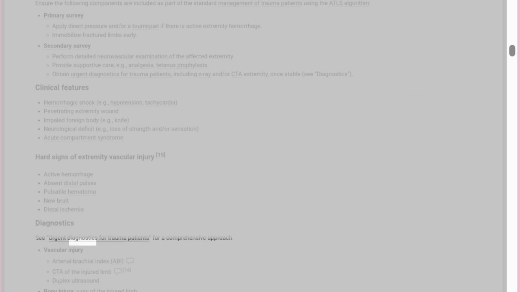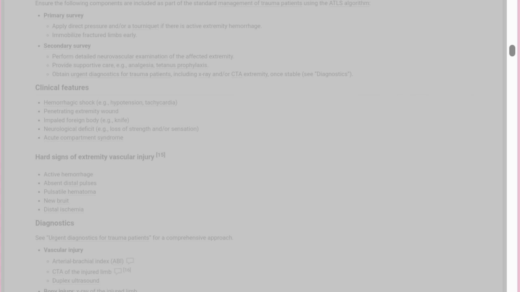Diagnostics. See urgent diagnostics for trauma patients for a comprehensive approach. Vascular injury: ankle-brachial index (ABI), CTA of the injured limb, duplex ultrasound. Bony injury: X-ray of the injured limb.